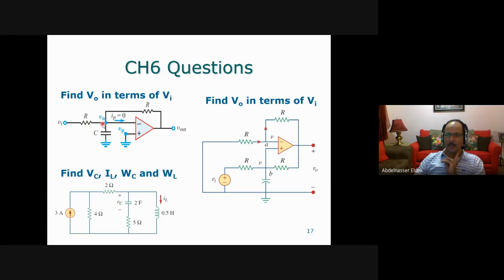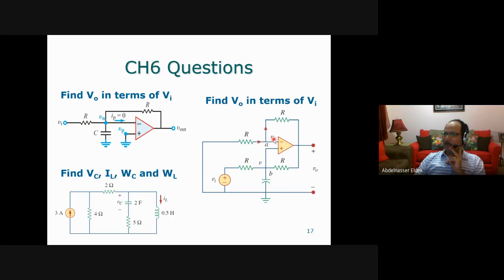What about the current in the capacitor? The current in the capacitor is C dV by dt. You have to return back to the current-voltage relation in the capacitor. So this current is C dV by dt, where V is the voltage across the capacitor. The voltage across the capacitor here is Vn, so it will be C dVn by dt. But Vn is 0. Then you don't have current in the capacitor in this case. So it will be very easy to solve this problem. But of course, you have to follow the steps.